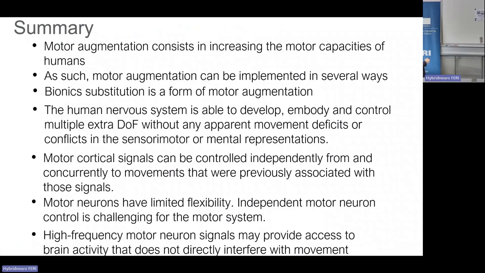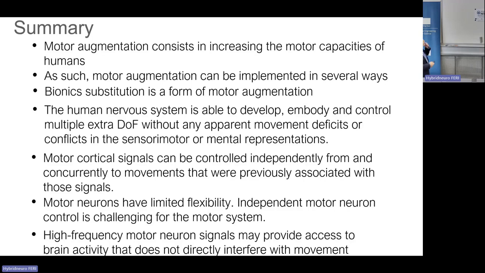That means that motor augmentation can be implemented in several ways. And we have seen a sort of taxonomy of motor augmentation, power augmentation, extension of the degrees of freedom, and so on. We started with an introductory example on bionics that was fun to discuss because it's quite advanced technology, and it made us reflect a lot on the bioethics of this type of technology.